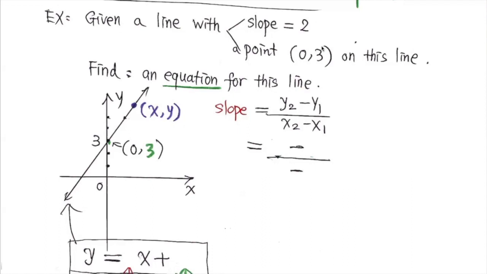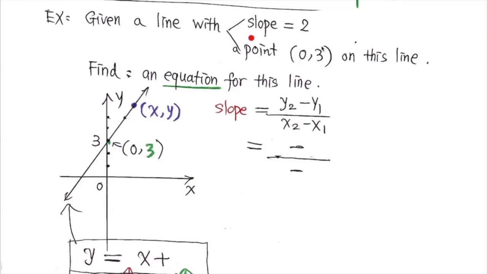If we let (x, y) be any point on this line, we are asked to find an equation of this line. That means we're trying to find the equation of x and y. So (x, y) is any point on this line right here. So let's just say this point over here. So how can we write the equation?